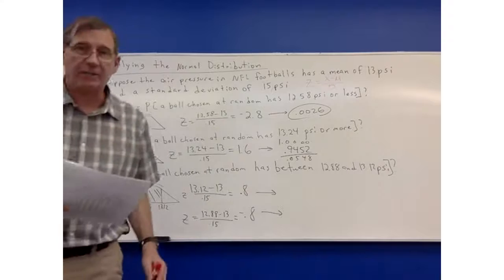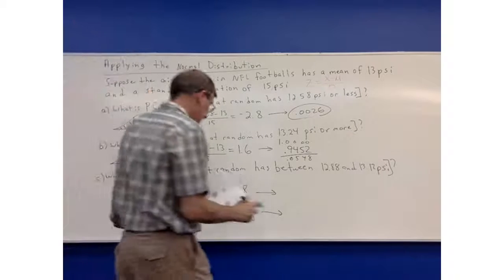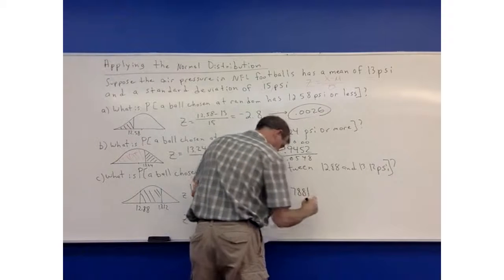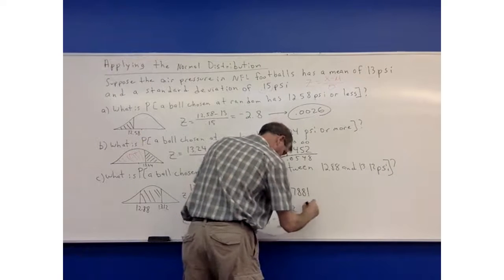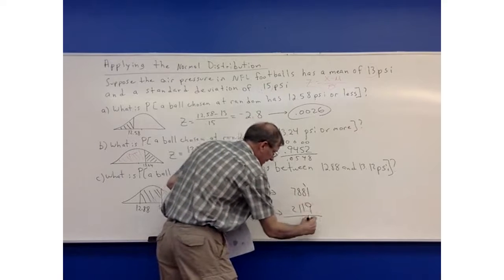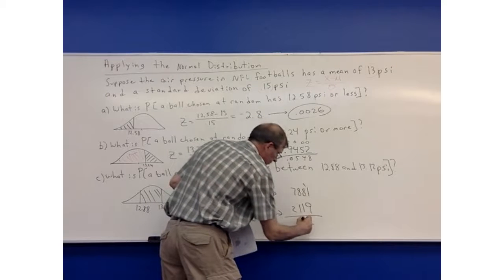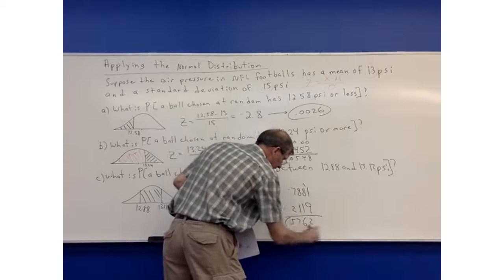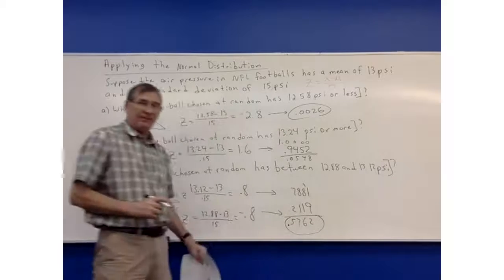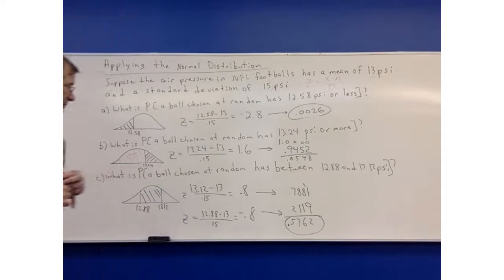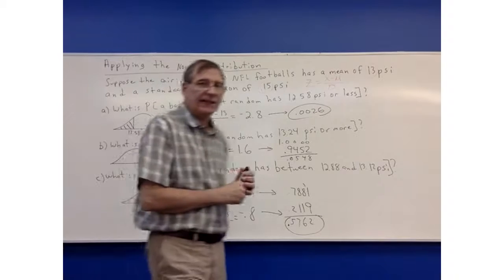Now if we look this up, we get 0.7881 and 0.2119. We subtract: 11 minus 9 is 2, 7 minus 1 is 6, 7 minus 2 is 5. 0.5762. So 57% of the balls are between those two PSIs. That's how you do that.